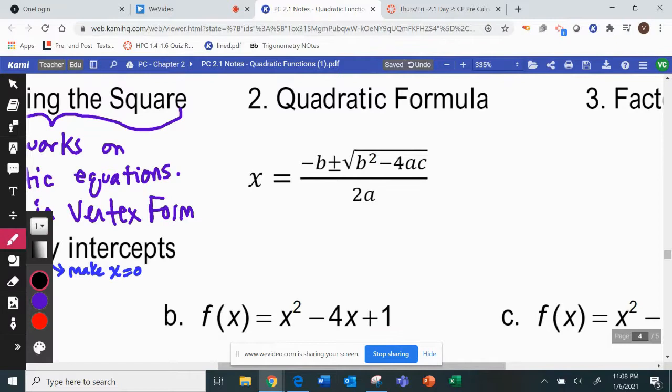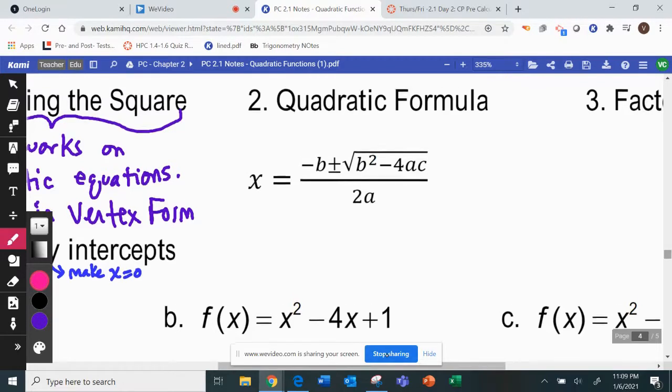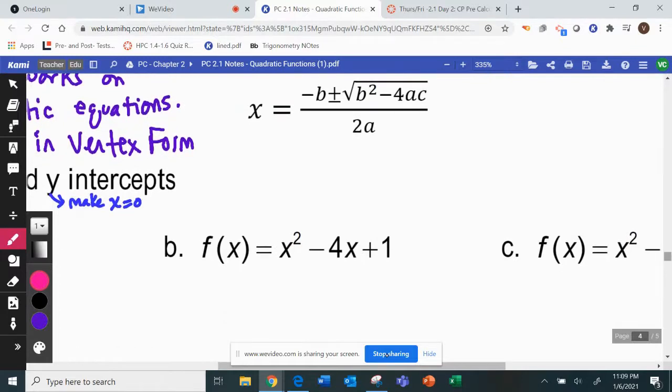I've already embarrassed myself enough by singing it, so I'm just going to sing it again. So the song helps you remember it. X equals opposite b plus or minus square root b squared minus 4ac all over 2a. All right, I'll take autographs later.